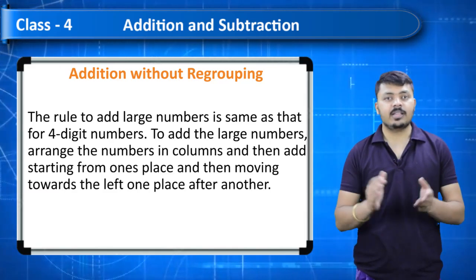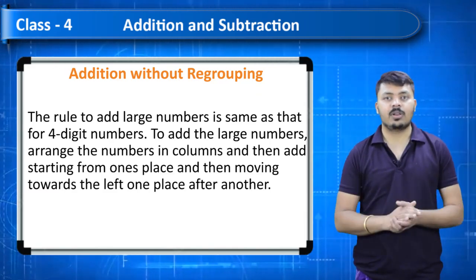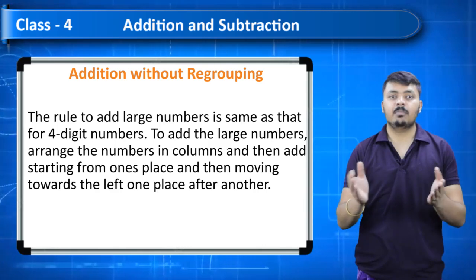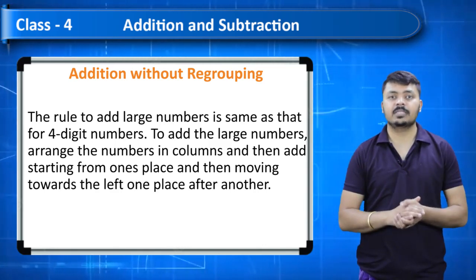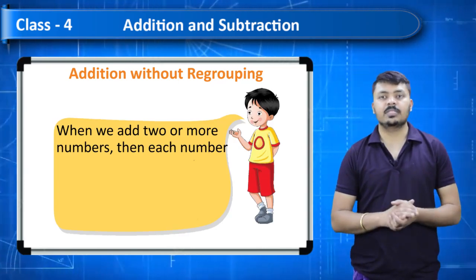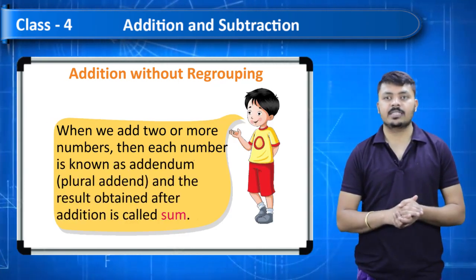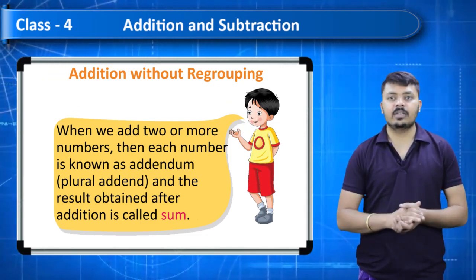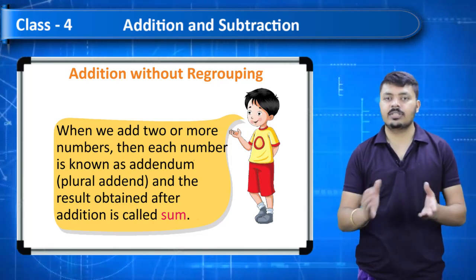The rule to add large numbers is the same as that for 4-digit numbers. To add the large numbers, arrange the numbers in columns and then add starting from the ones place and then moving towards the left one place after another. When we add 2 or more numbers, each number is known as an addend, and the result obtained after addition is called the sum.